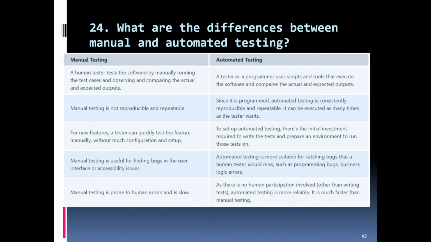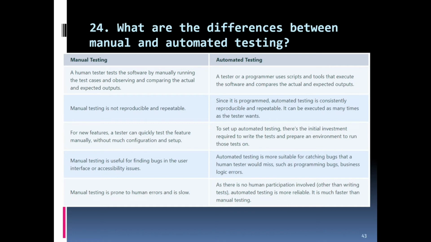Okay, so the next question is also important, which is the difference between manual testing and automation testing. In manual testing, a human tester tests the software by manually running the test cases and comparing the actual and expected outputs. Whereas in automation testing, a tester or a program uses scripts and tools that execute the software and compare the actual versus expected. For automation I will be using Selenium with Java, and that can be a big course for the upcoming videos. So right now we are just talking about the basic difference between manual and automation testing.